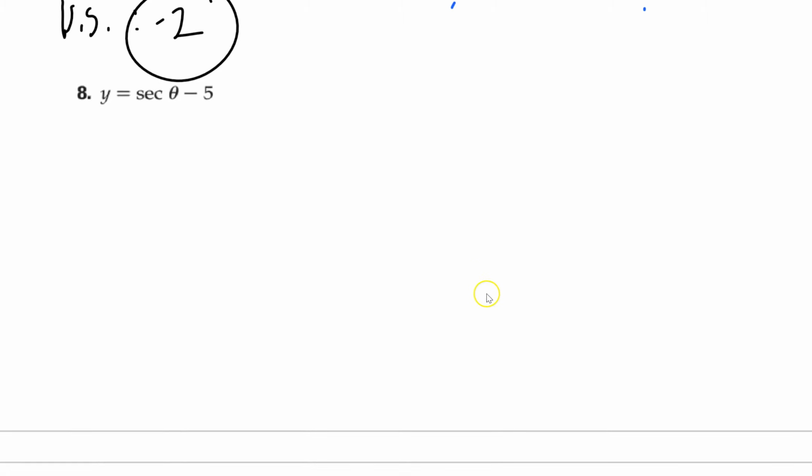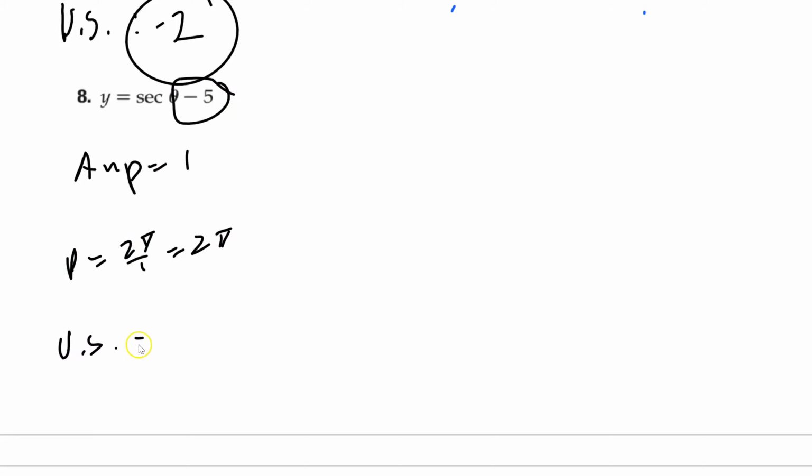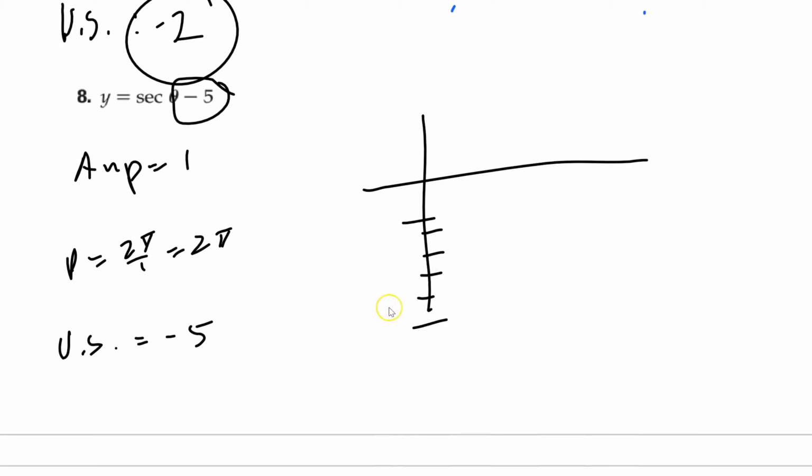We'll do the same thing for secant. I'm just gonna do some real quick. Let's say amp is 1, period's 2 pi over 1, so 2 pi. Vertical shift is -5. This one fast. 1, 2, 3, 4, 5, 6. This is my middle. My amp is 1, so I can go one above it, and then I can go one below it. Oh, that gets bad at the end.